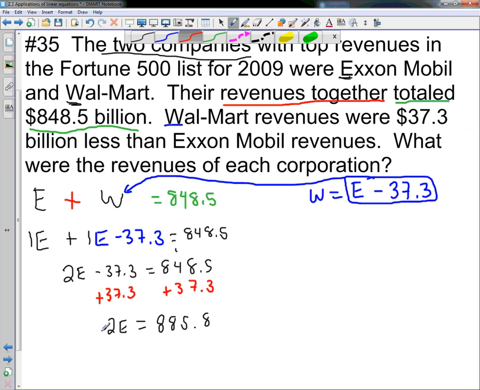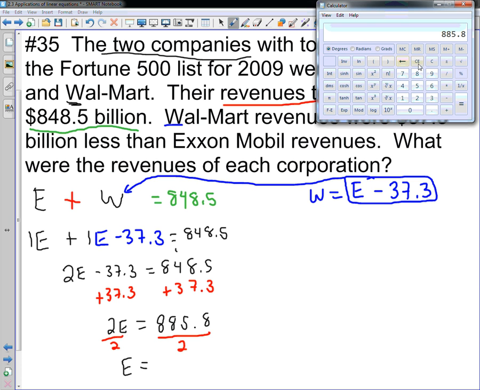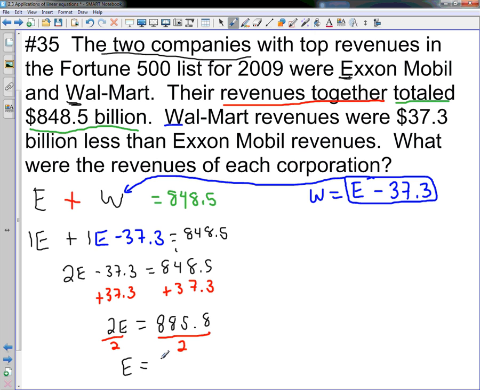Next step is to divide by 2. So we divide by 2. And that should give me the Exxon revenue. So let's go ahead and go back to our calculator. And we're going to take this answer that we had, divide it by 2. And that gives us 442.9. Okay. 442.9, and that's billion that we're working with. So that's Exxon's.